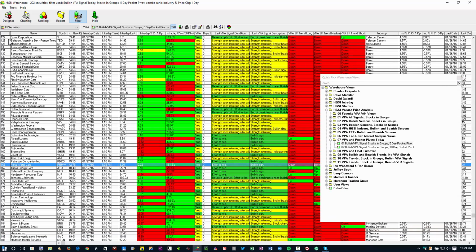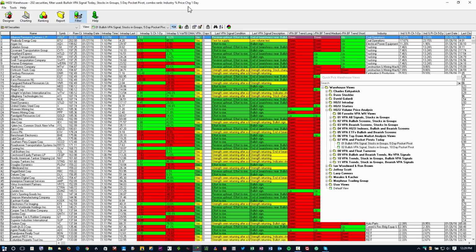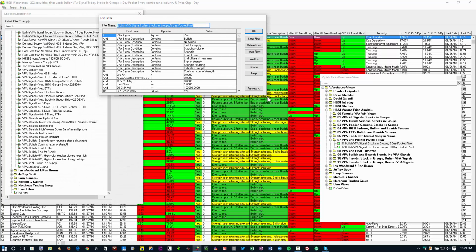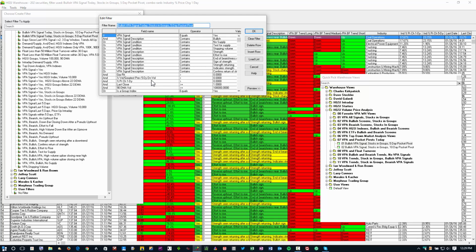The current signal, or I'm sorry, the current combo is the industry percentage price change one day, and the filter shows multiple VPA signals, and this is the key line right here for the 5-day pocket pivot. It's a percent volume divided by the greatest previous 5-day down volume. If it's greater than 0, that means there was a pocket pivot today. Now let's see how this worked out.